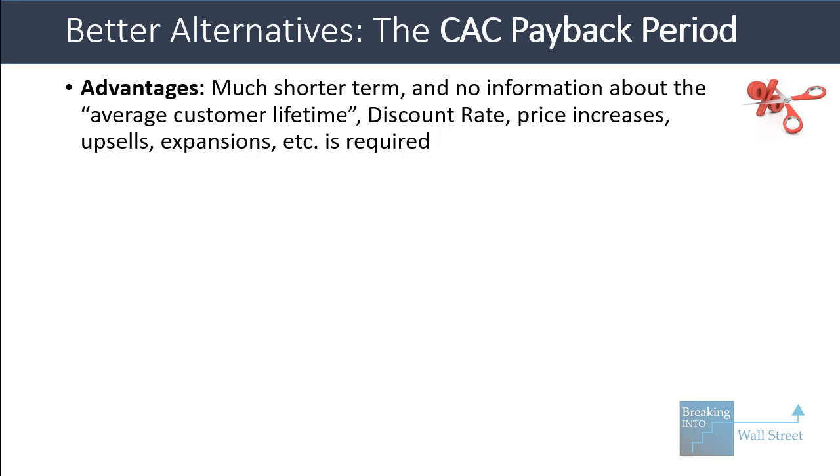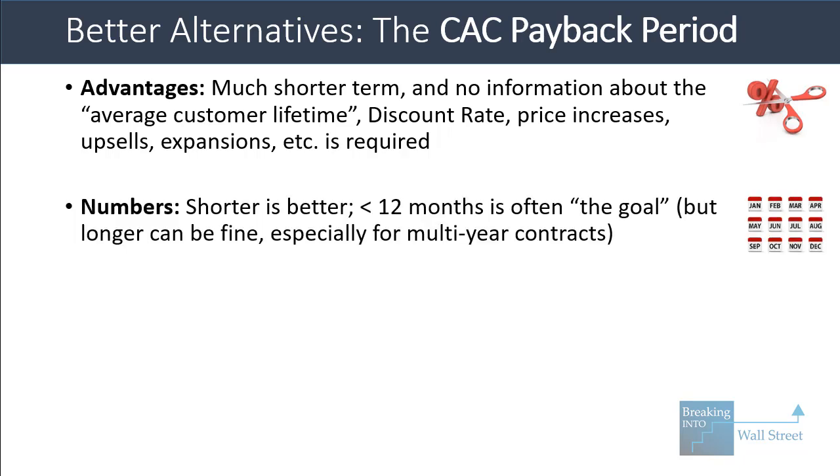The advantage of the CAC payback period metric is that it's much shorter term. You don't need any information about the average customer lifetime. You don't need the discount rate, the price increases. You don't need anything about upsells or expansions or anything like that. Shorter is better with this metric. Often companies aim for less than 12 months, but if it's longer than that, it can be fine.